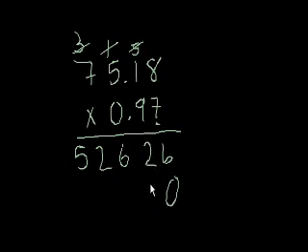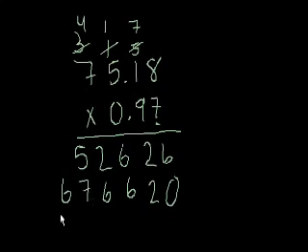9 times 8, 72. Carry the 7. 9 times 1 is 9. Plus 7 is 16. Carry the 1. 9 times 5 is 45. This is good practice for me too. I haven't done my multiplication tables in a long time. 9 times 5 is 45. Plus 1 is 46. Carry the 4. 9 times 7 is 63. Plus 4 is 67.